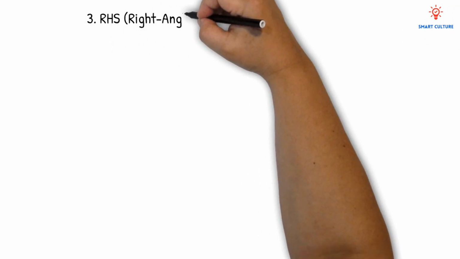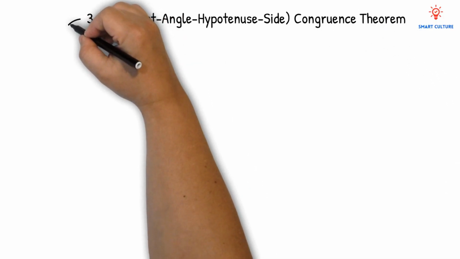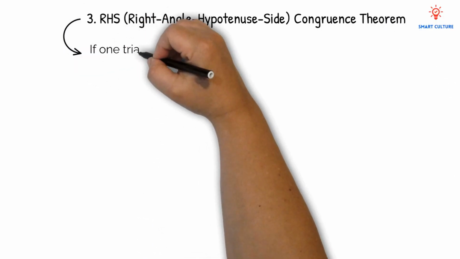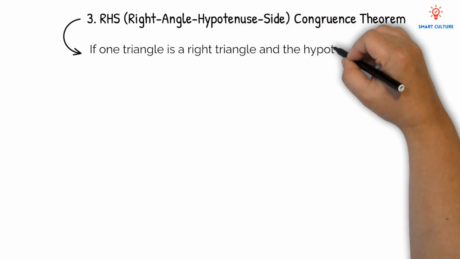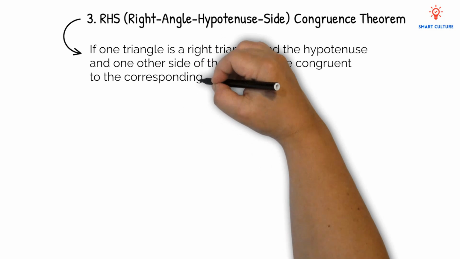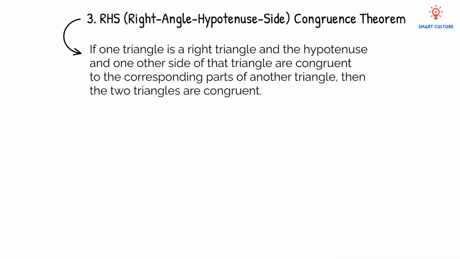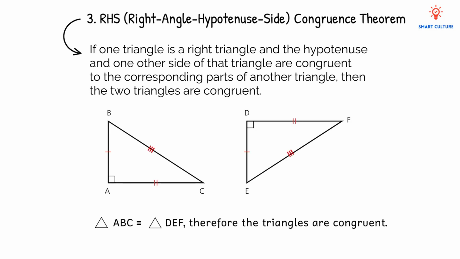Next, we'll take a look at the RHS theorem, and this stands for right angle hypotenuse side. If you take a look at two right angle triangles, and the hypotenuse and one other side of the one triangle are equal to the hypotenuse and corresponding side of the other right angle triangle, then the triangles will be congruent. So in this example, triangle ABC and triangle DEF will be congruent.